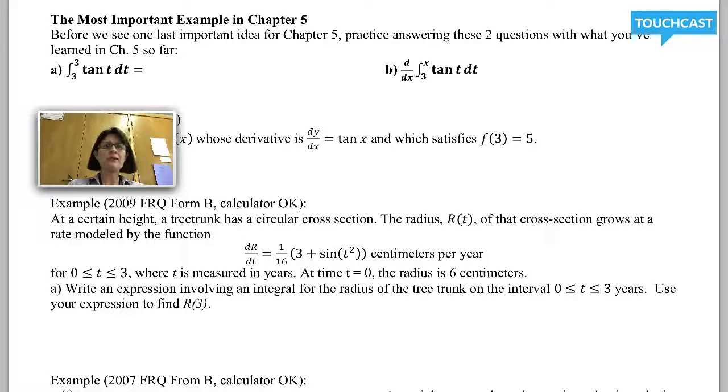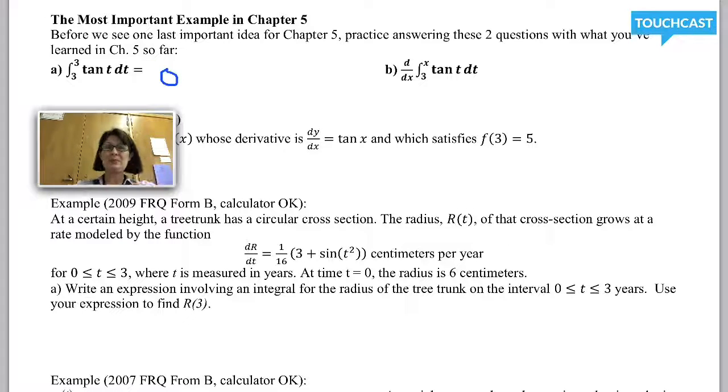So the integral from 3 to 3 of tangent of t dt is 0, right? Because why? Because my lower limit and my upper limit on my definite integral are exactly the same. So I'm finding the area under a curve between one number and one number. I'm finding the area of a rectangle with width of 0.